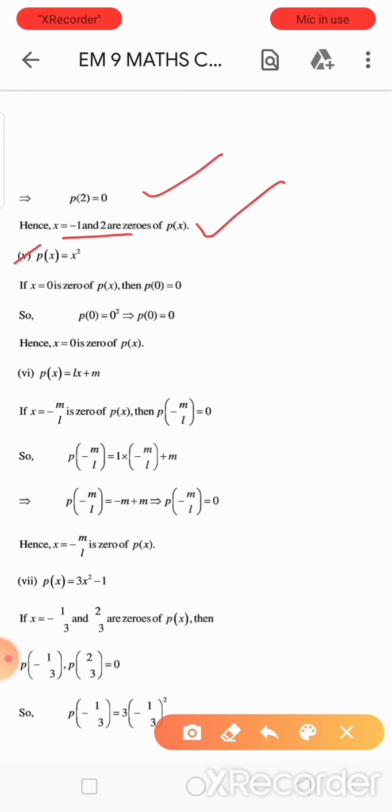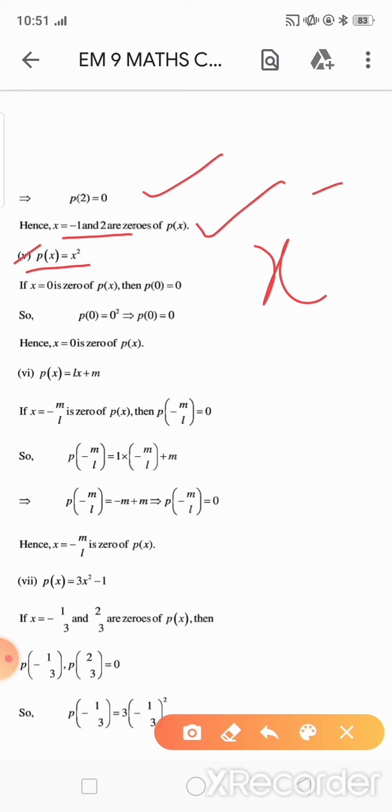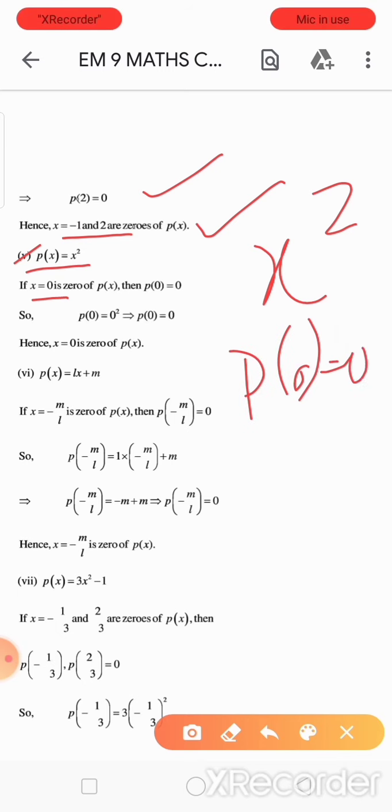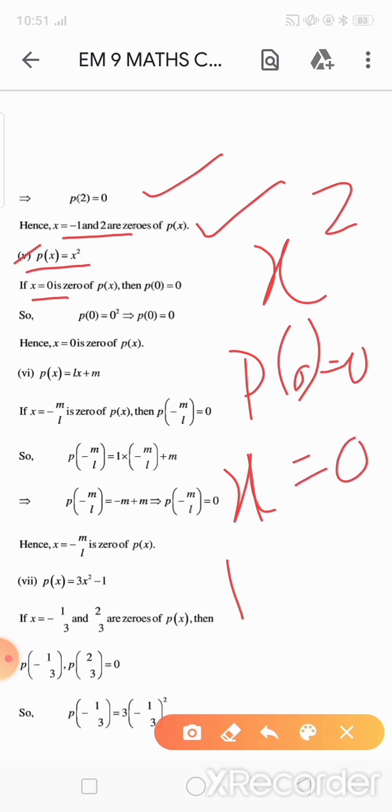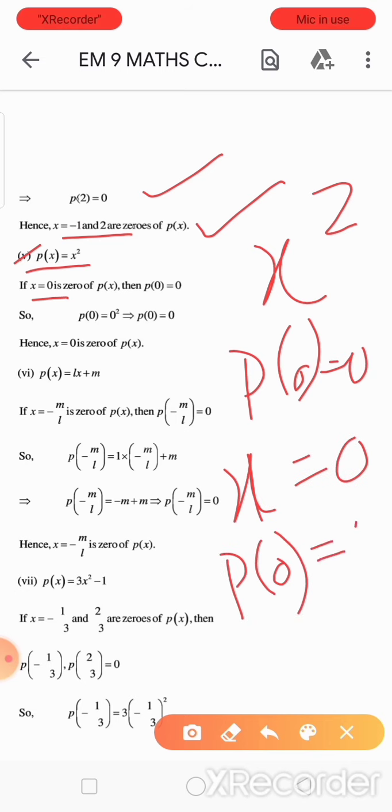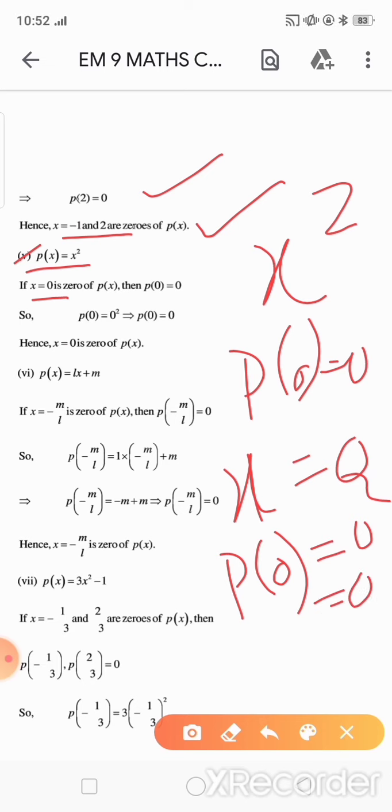Question number 5. Our polynomial is given by p of x is equal to x square, and if x equal to 0 is a zero of the polynomial p of x, then our polynomial p of 0 is always 0. We have to verify that. So we substitute the value of x equal to 0 in our polynomial. We get p of 0 is equal to 0 square, means 0. Then we say x equal to 0 is a zero of polynomial p of x.